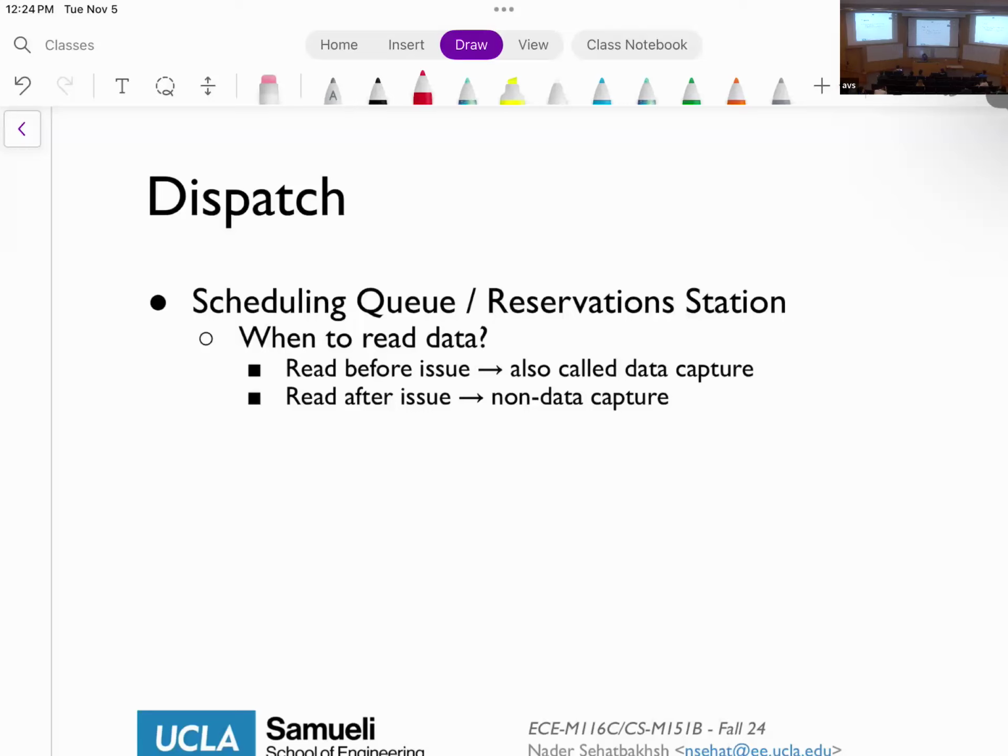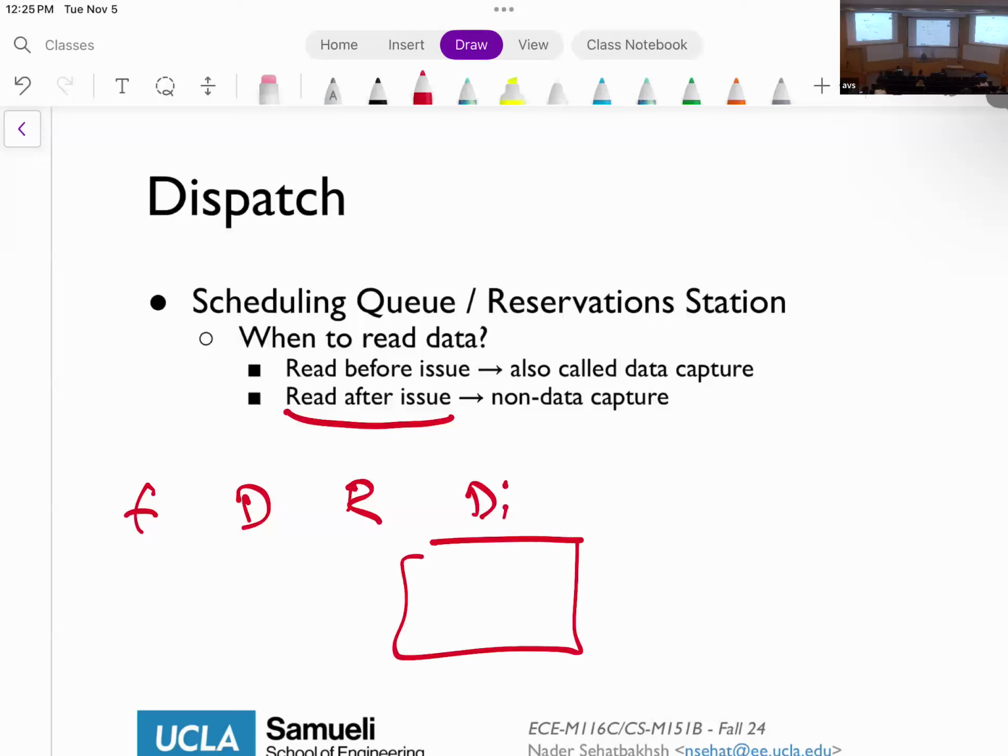This is typically what we call read after issue, which means that the instruction is fetched, then decoded, then renamed, and then we put it into the dispatch, right? And then in dispatch, we just put instructions into the reservation station. This is our reservation station. And then we, for example, say P1 and P2, okay? We just put the register names, okay?